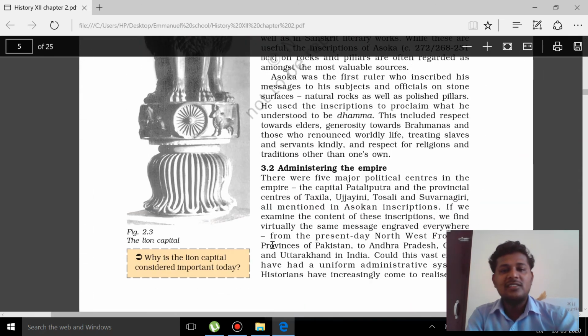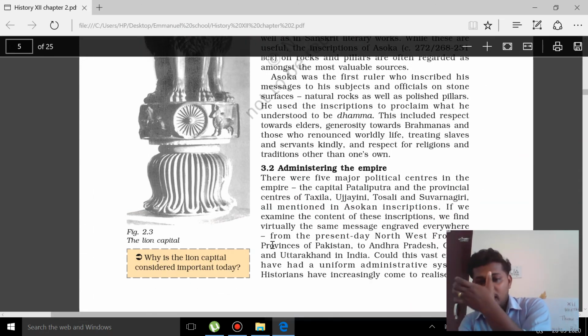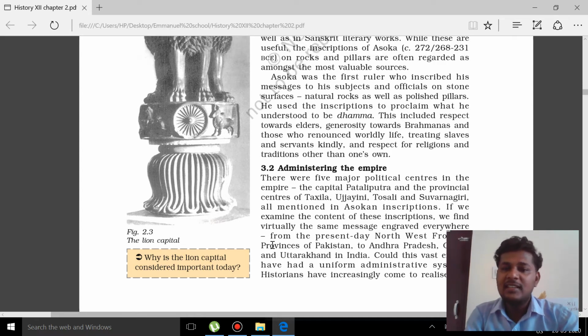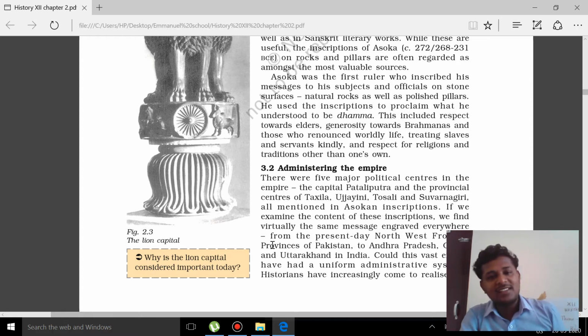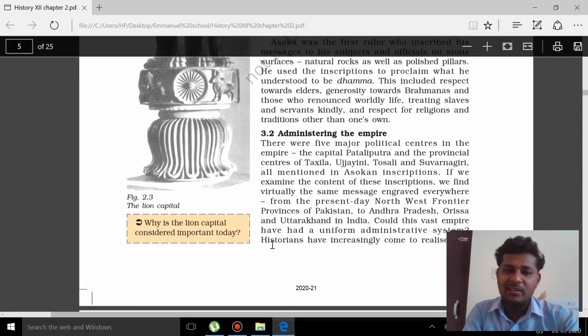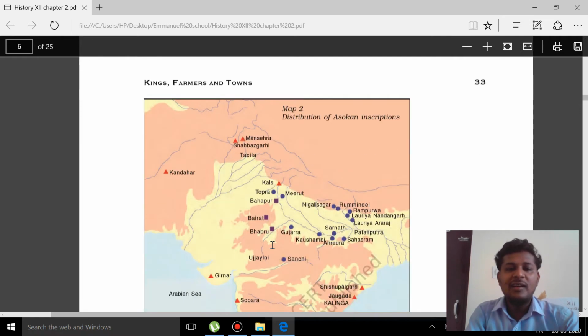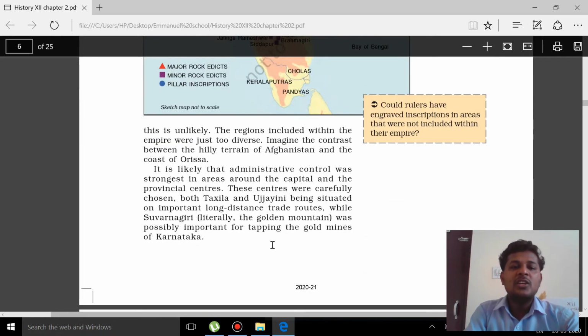Actually you need not write this in your answer on administration of the empire. The first point you have to write is that there were 5 major political centers, and write which centers they are, up to that. The rest is only given for you to discuss. You just know some more facts. Okay, so you need not worry, but for MCQs it is very important. Don't write it in your answer. This map is also very important for your board. We'll come back to this map after this topic.